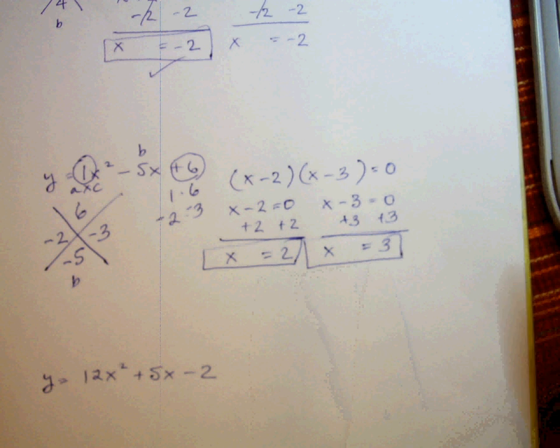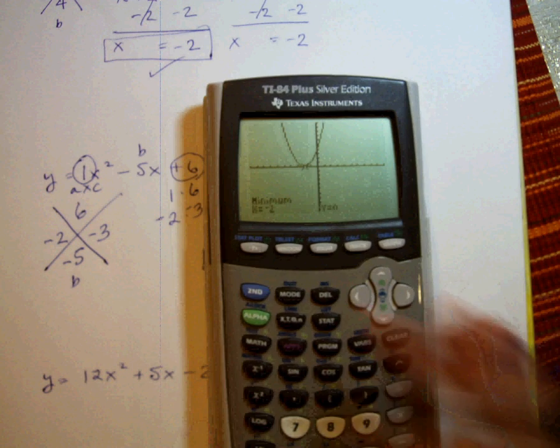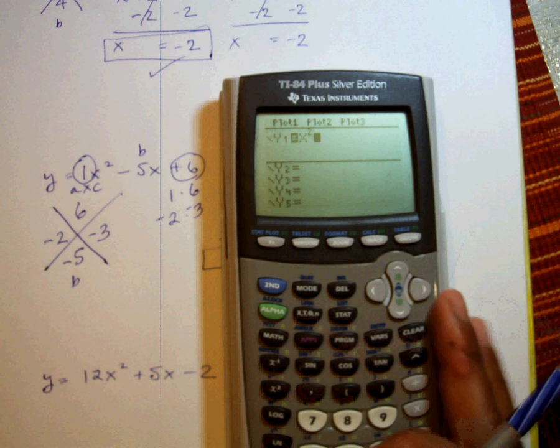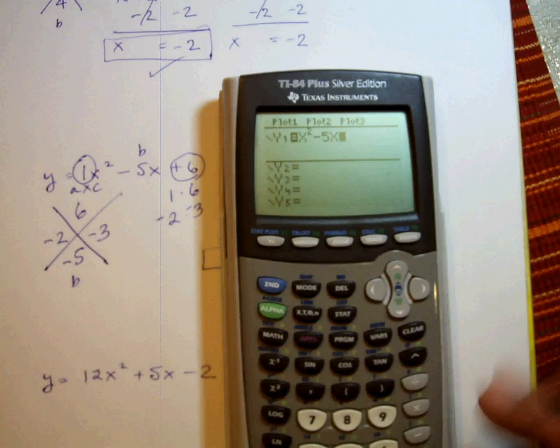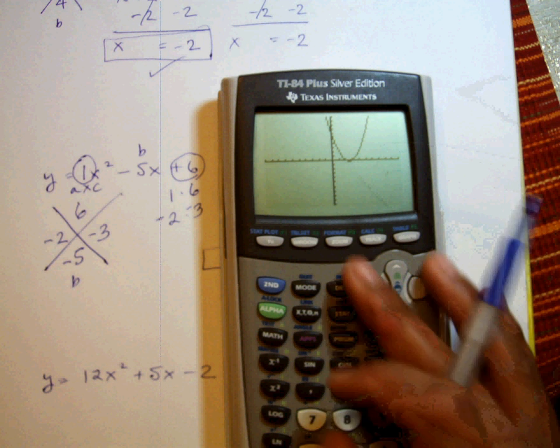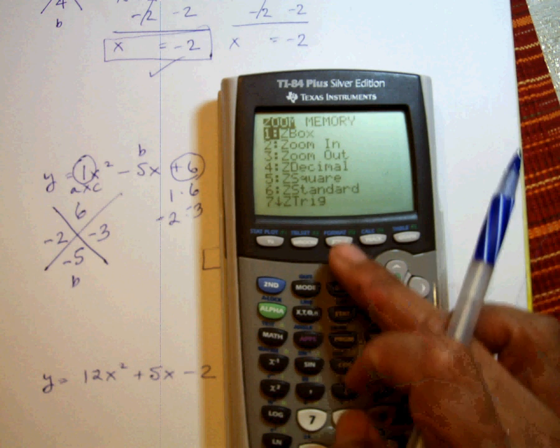So let's double check to see if it works. Okay, x squared minus 5x plus 6. And then we're going to graph it. And you can hardly see it, so I'm going to zoom in here. Zoom and then 2.